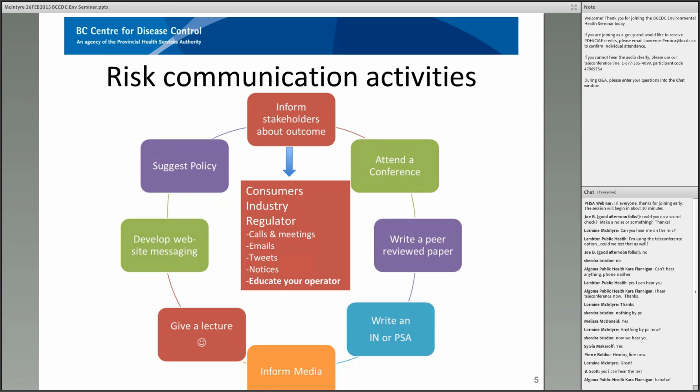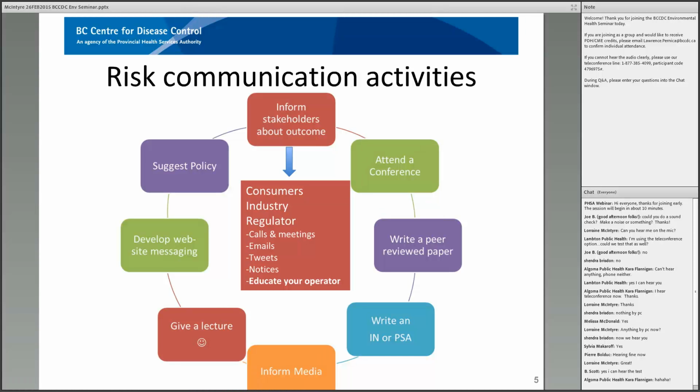In terms of risk communications, it could be, in my opinion anyways, something as simple as giving a lecture. So today I'm communicating risk to you through the format of a lecture. One of the main things that we do is to inform our stakeholders about the outcome of an issue, and that can take many, many different forms. And our stakeholders are consumers, the industry, and regulators.